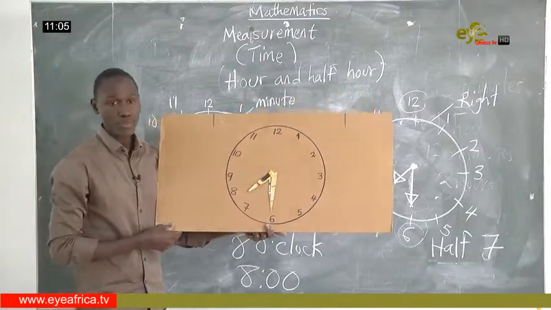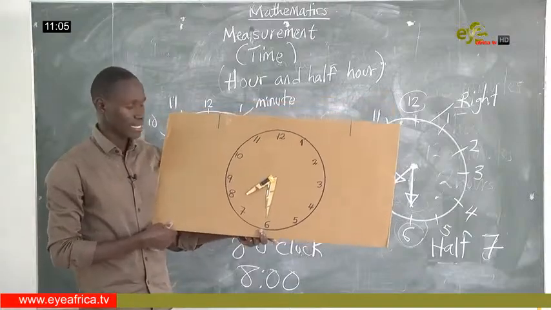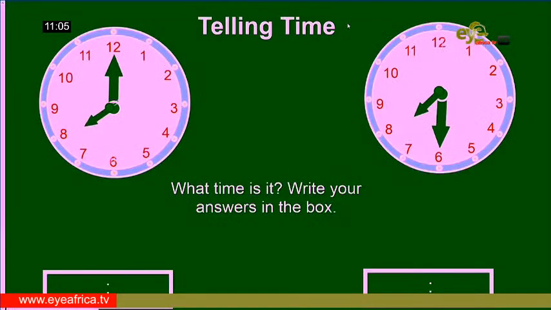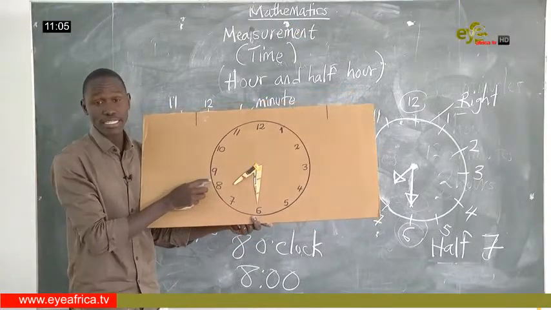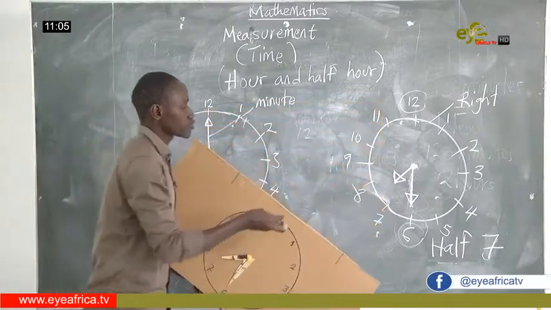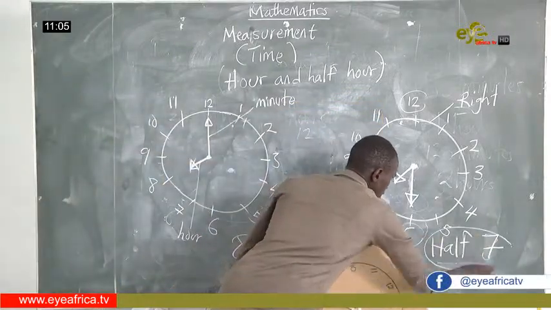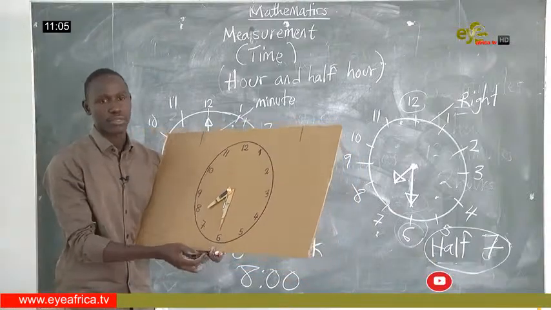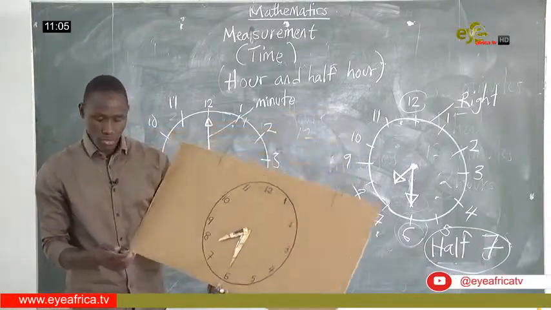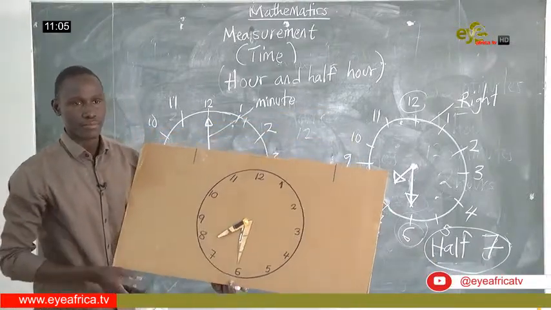Remember, it's not exactly 7, and it's not exactly 8 either, but it's between 7 and 8. So that is telling us it's going from 7 toward 8, which means it's not yet 8 o'clock. It's going to be half past 7. Good. Now let's look at the other slide we have.